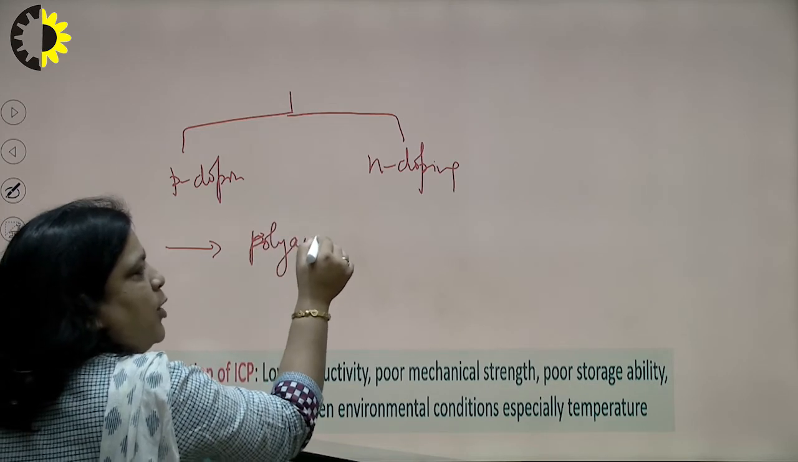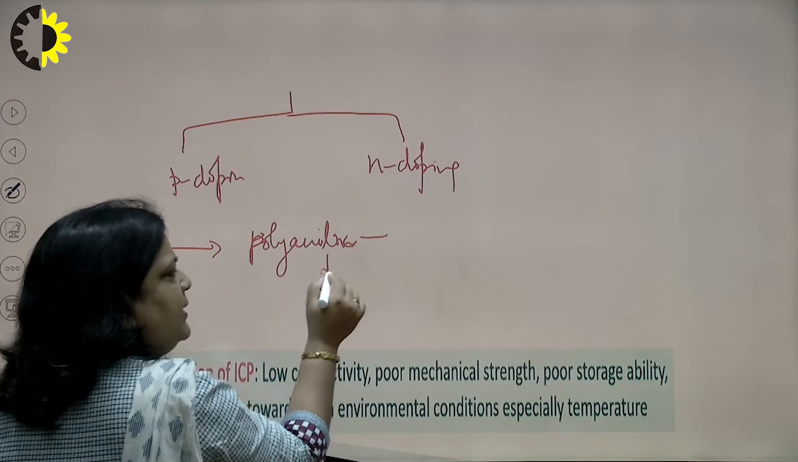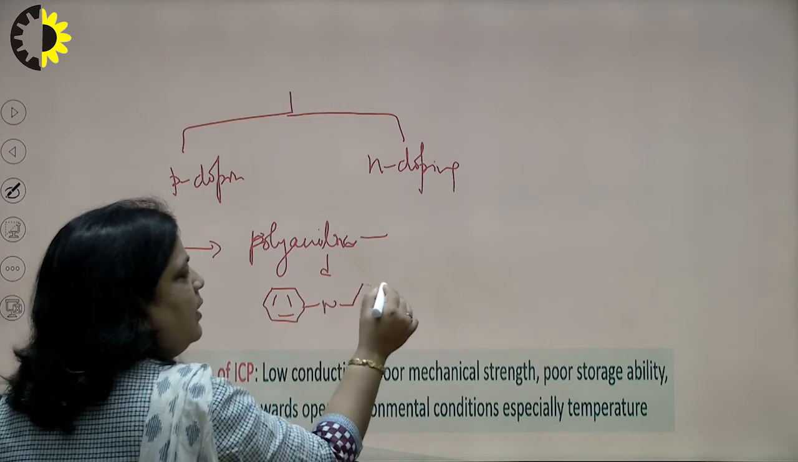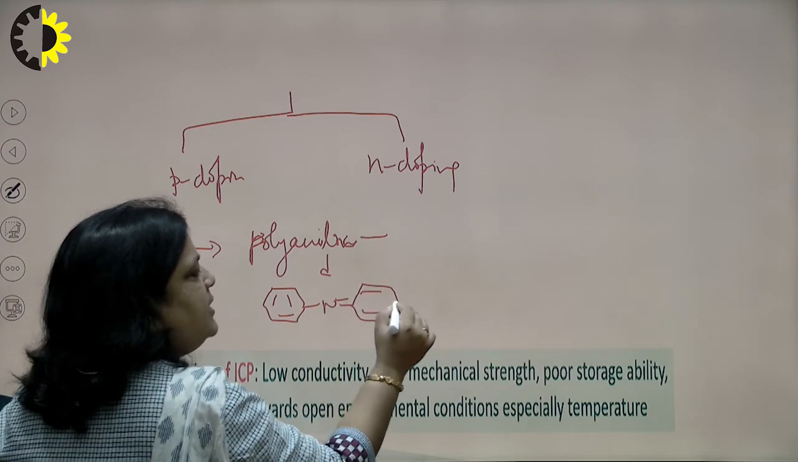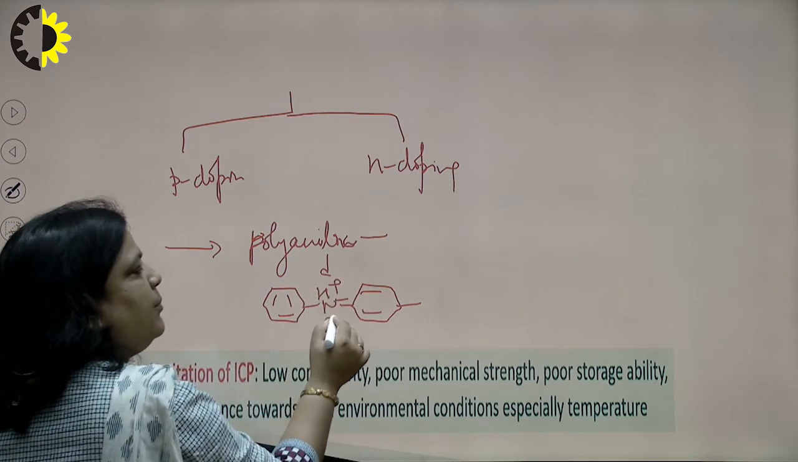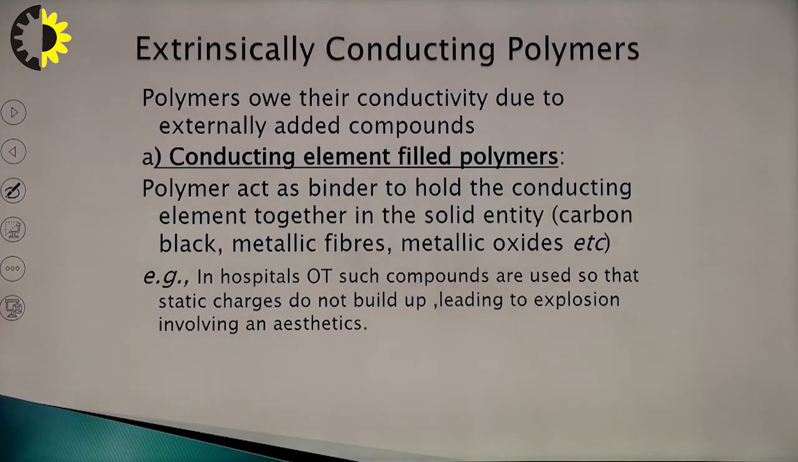And polyaniline conduction means first we draw this polyaniline and then the imine nitrogen structure, and imine nitrogen structure means with quinoid structure, and then this imine nitrogen accepts a proton, and this charge is compensated by Cl minus at this structure. Now, next is extrinsic conducting polymer.